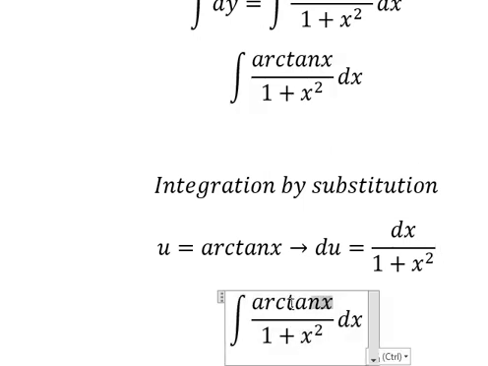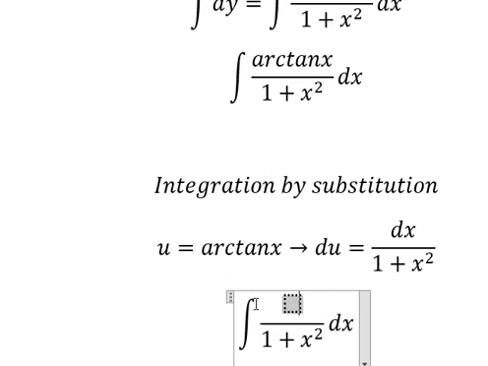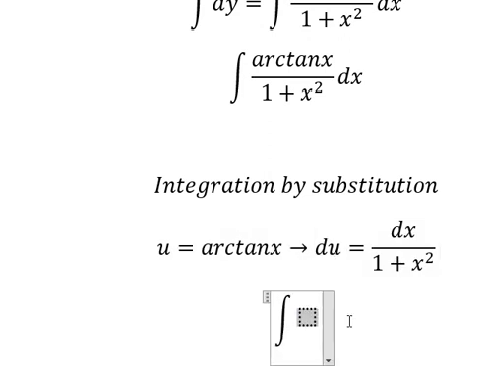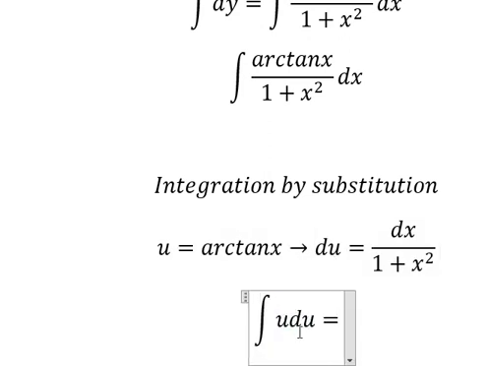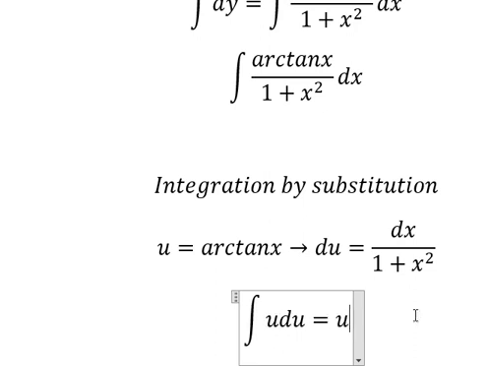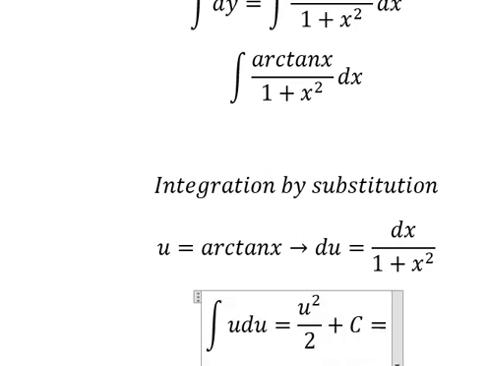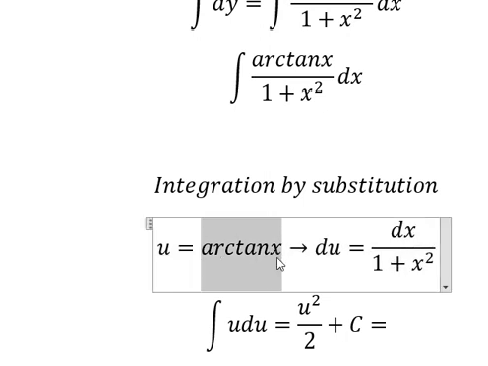So arctan x in here, we change by u. dx over 1 plus x squared, we change by du. The integration of u, we have u squared over 2, and we put c. About u, that is about this one.